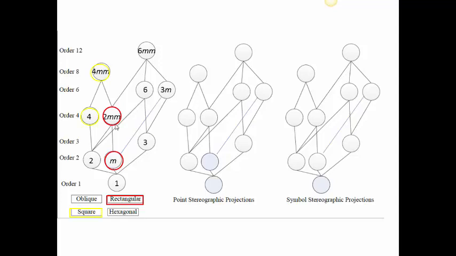Then we'll look at the square. Notice I've colored the square blue. The square is yellow, and we have the 4 and the 4MM for the square. And finally, we have all of the hexagonals colored green, and we're done with that first part. Now we're going to move over to the point stereographic projections.